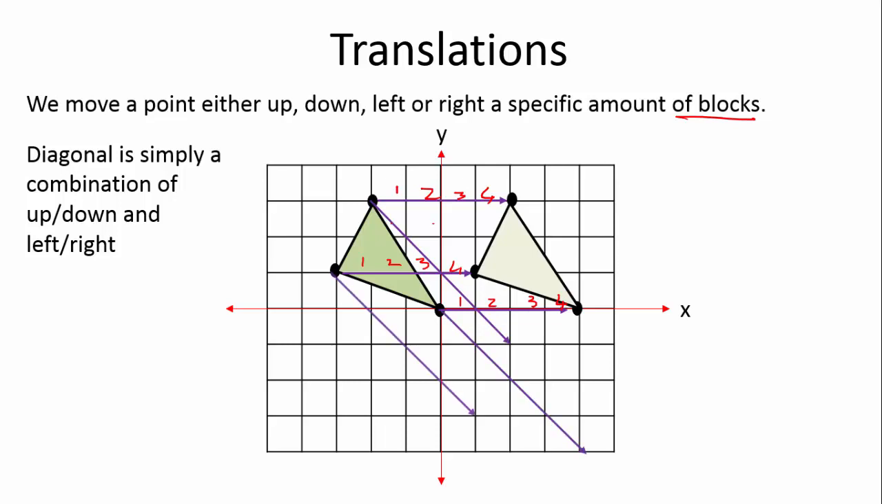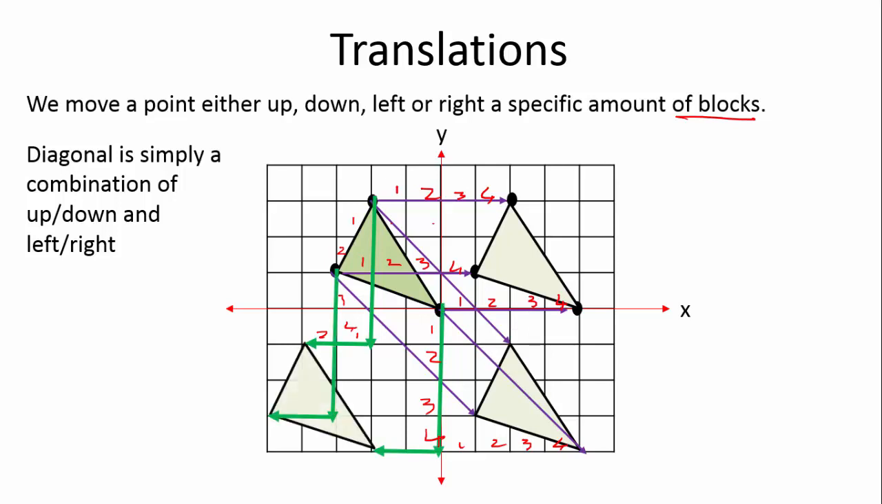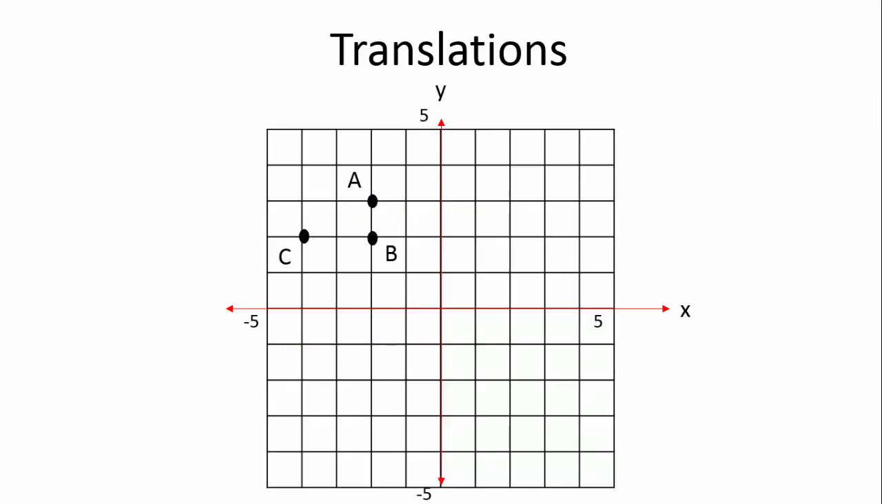We could also move it diagonally, and we have our triangle there. But now remember, if I'm moving it diagonally, it's the same as moving it down and across. So here I move down 1, 2, 3, 4, and I move across 1, 2, 3, 4. So let's have a look at this example. I move down 4 and across 2, and I move down 4 and across 2. And there's my triangle again. And that is a translation.